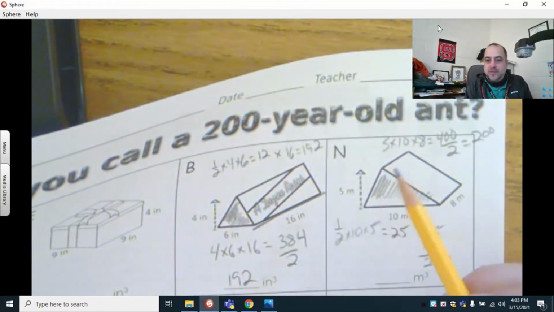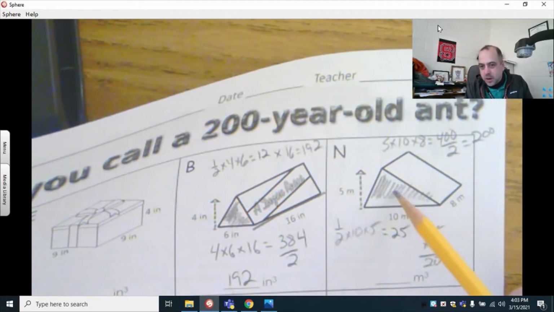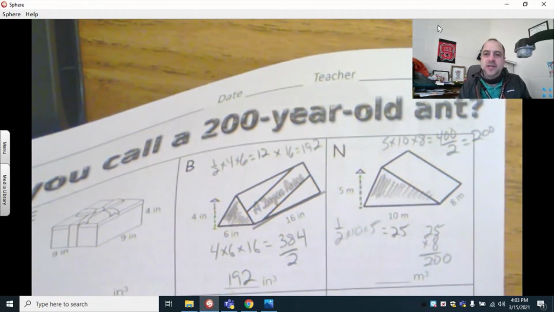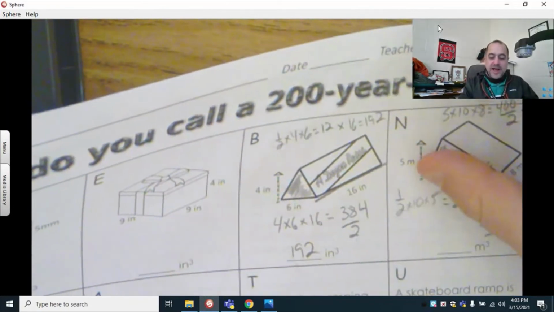You can either times them all together and just divide it by 2 at the end, or you can find the area of this base right here, which we did right here. We did half, 10 times 5, whatever that is, times it by the length. You can do it either way, whatever way you think's easier. Practice both ways, okay?